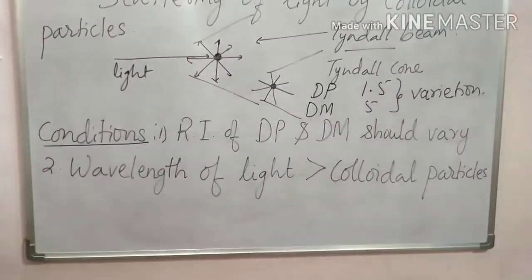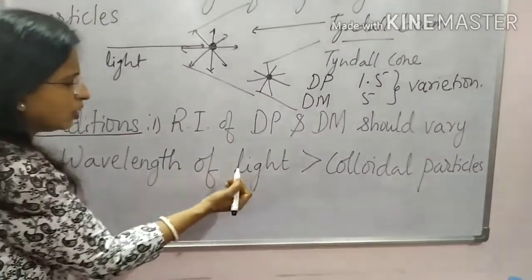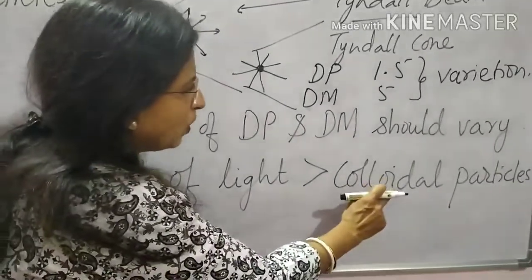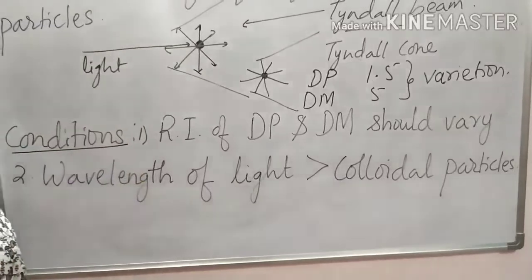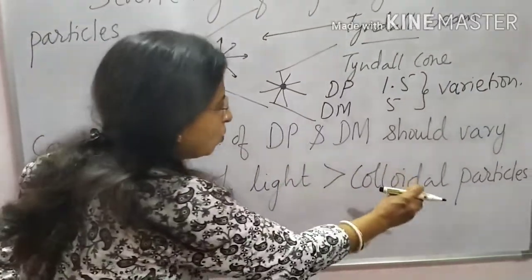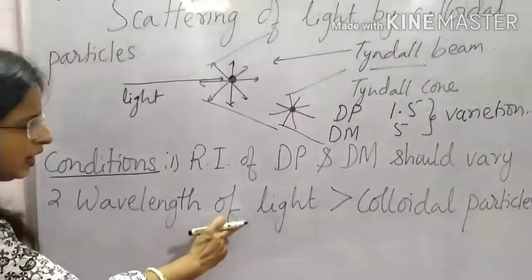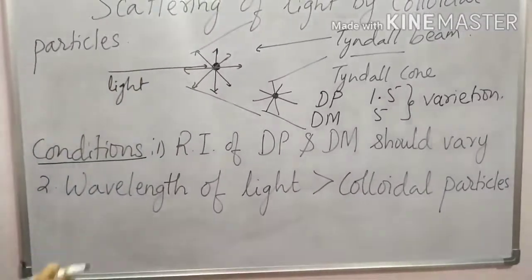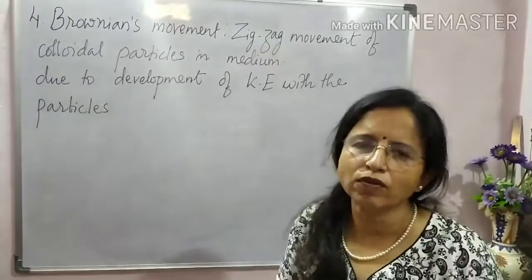The second condition when the Tyndall effect can take place: the wavelength of the light falling on the particles must be greater than the wavelength of the colloidal particles. जो वेवलेंथ लाइट का गिर रहा पार्टिकल के ऊपर उससे वो ज्यादा रहना कोलॉइडल पार्टिकल के साइज से. If the wavelength of the light is greater than the colloidal particle present in the medium, then only Tyndall effect can take place.